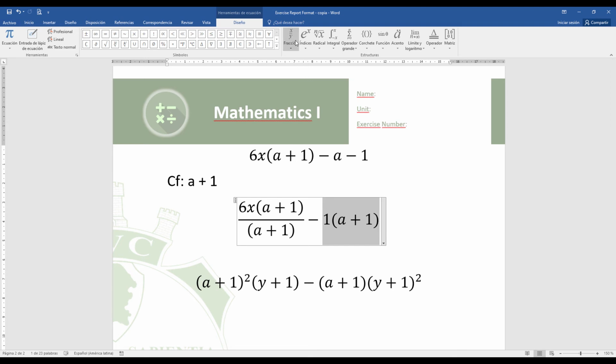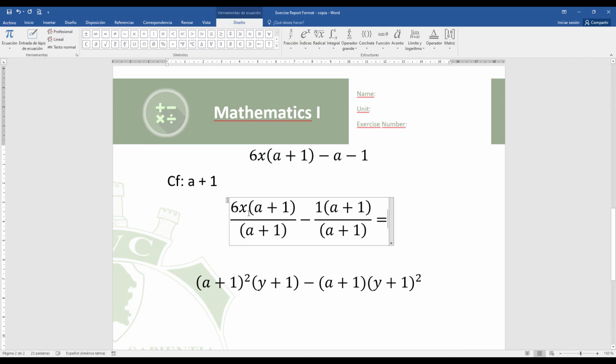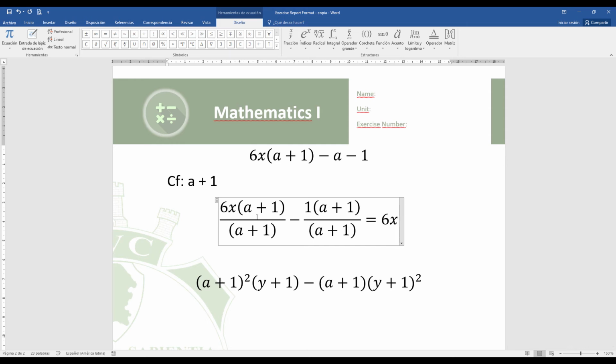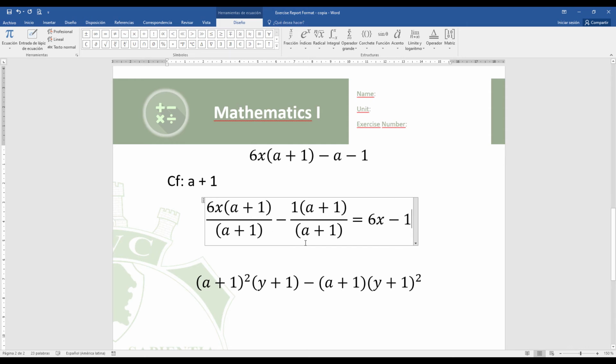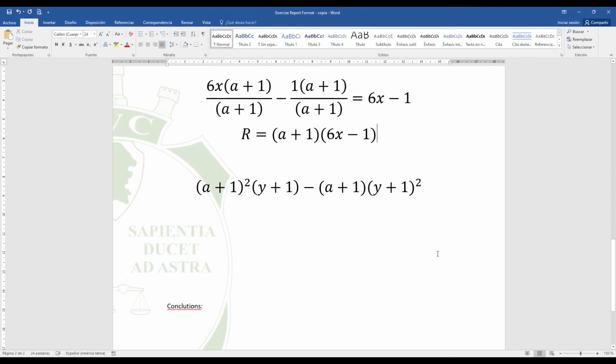And now you can divide here. So this is the result, 6x minus 1. Okay, remember the result of that factoring is to multiply the common factor by the result of that division. Okay, and this is the last one. It's a little harder, but it's nothing that you cannot do.